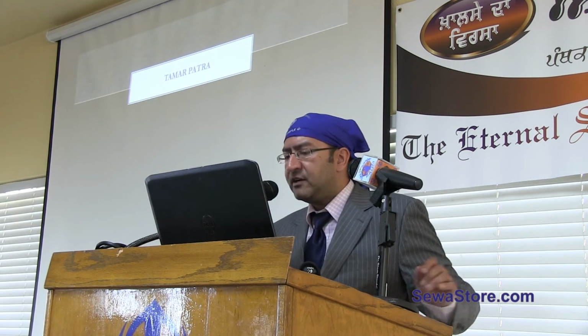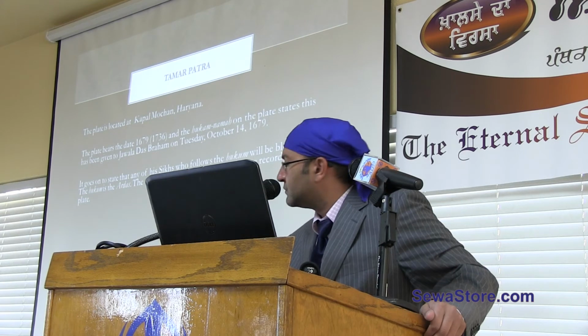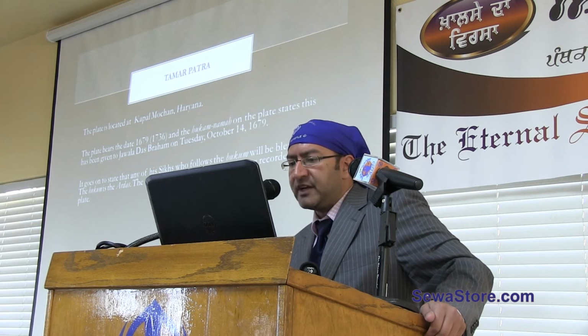The actual plate and Hukamnama is located at Kapil Mochan in Haryana. The plate bears the date 1679, and the Hukamnama on the plate states this has been given to Jwala Das Brahm on Tuesday, October the 14th, 1679. It goes on to state that any of his Sikhs who follows Hukam will be blessed.